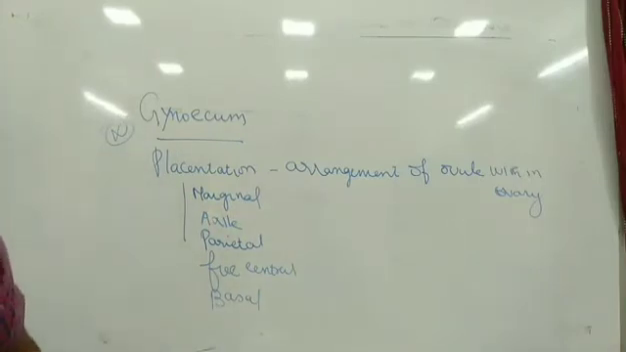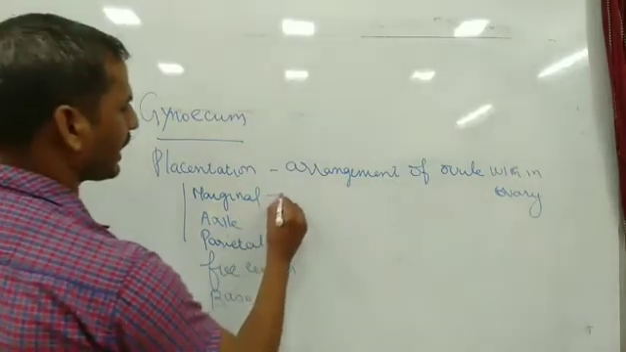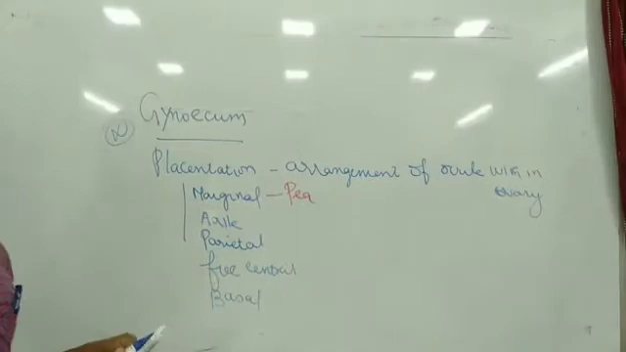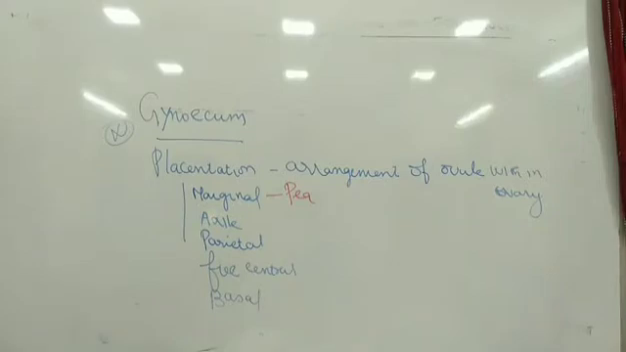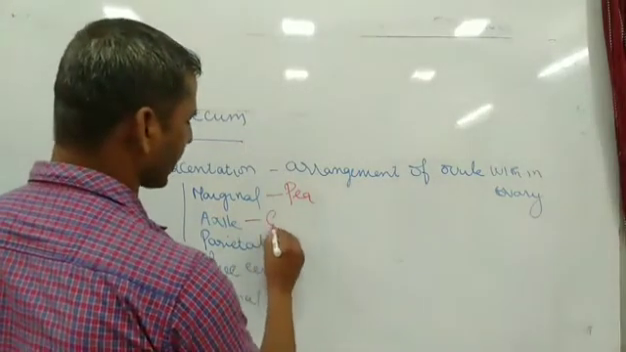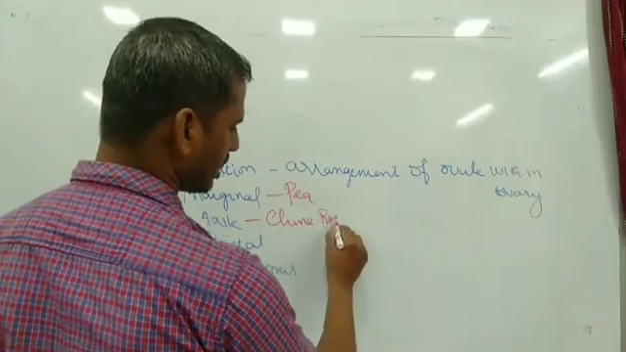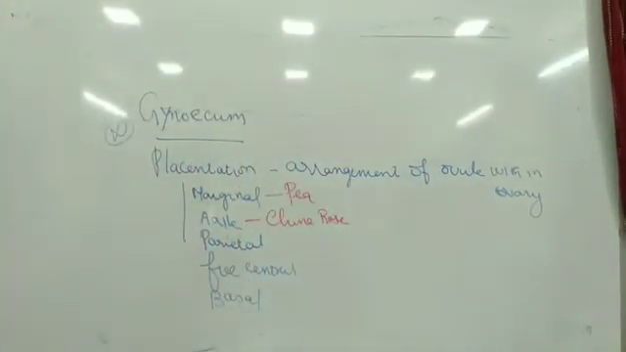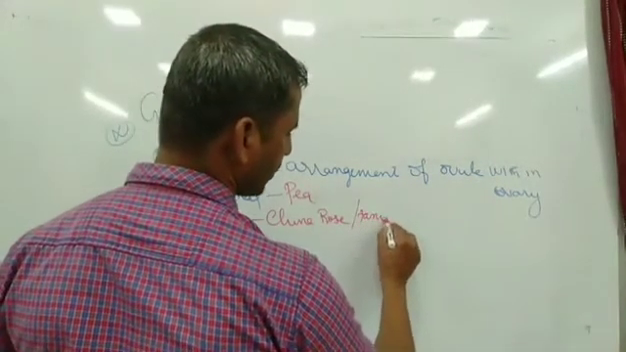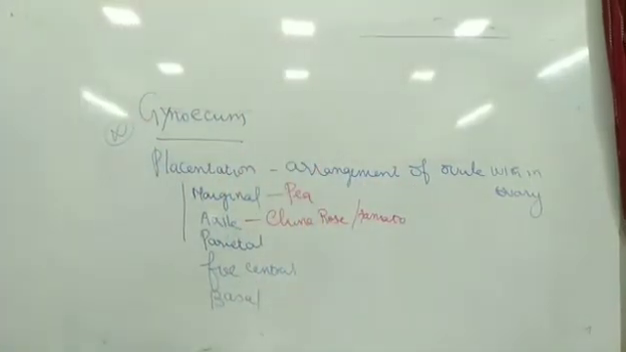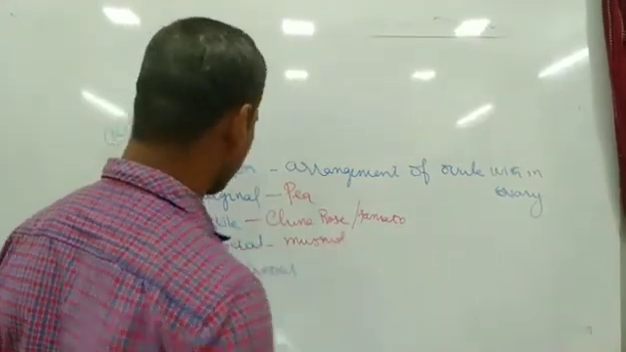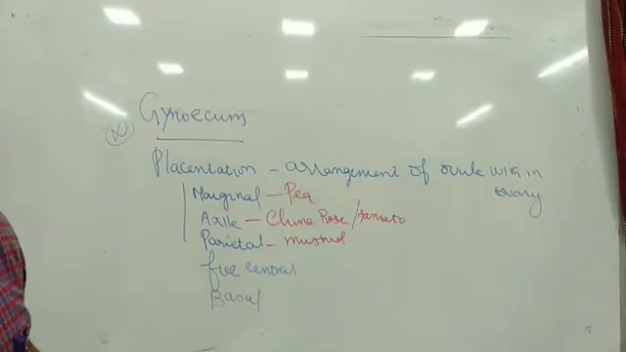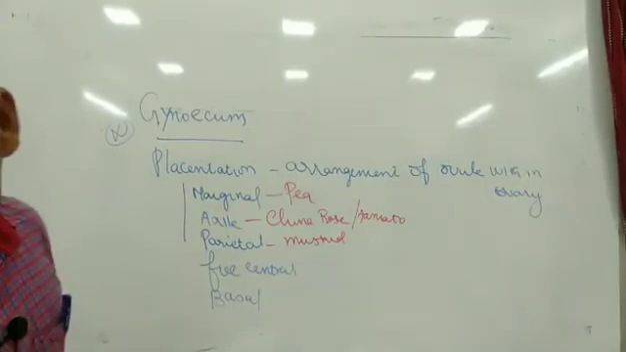Now we have moved to marginal placentation. It is very common in pea plant. At the margin, this corner, the fruits will develop. Another one is axile placentation. It is very common in China rose, and tomato also has this kind of placentation. Parietal placentation is very common in mustard, kadugu. Free central is very common in dianthus.